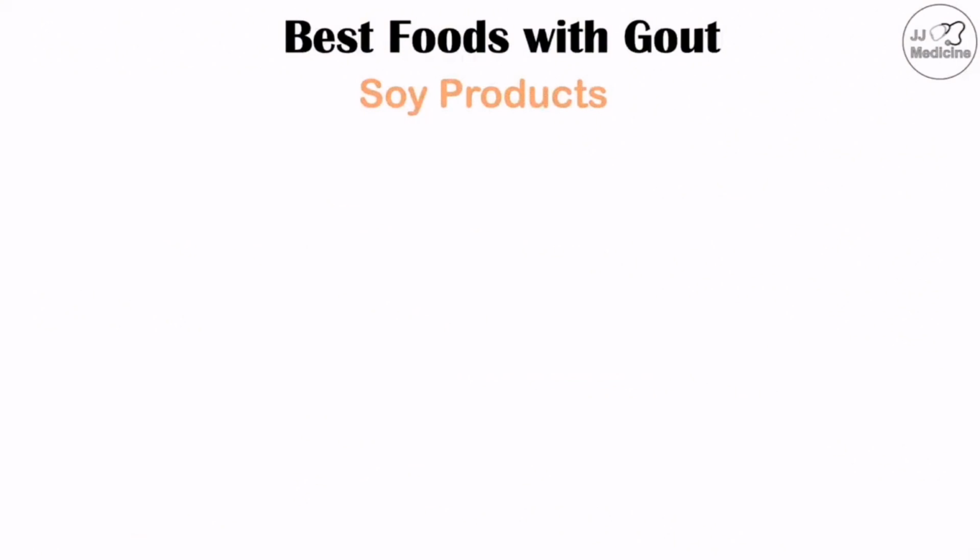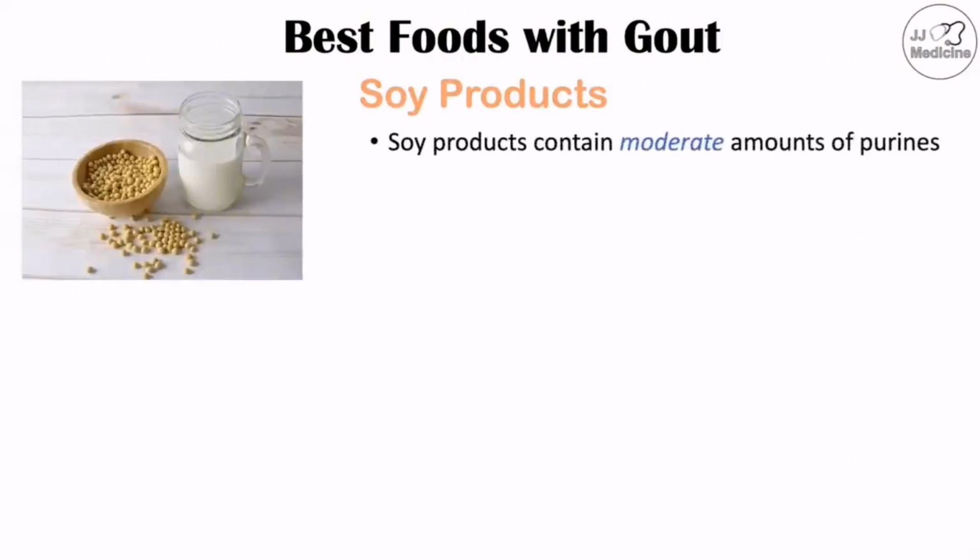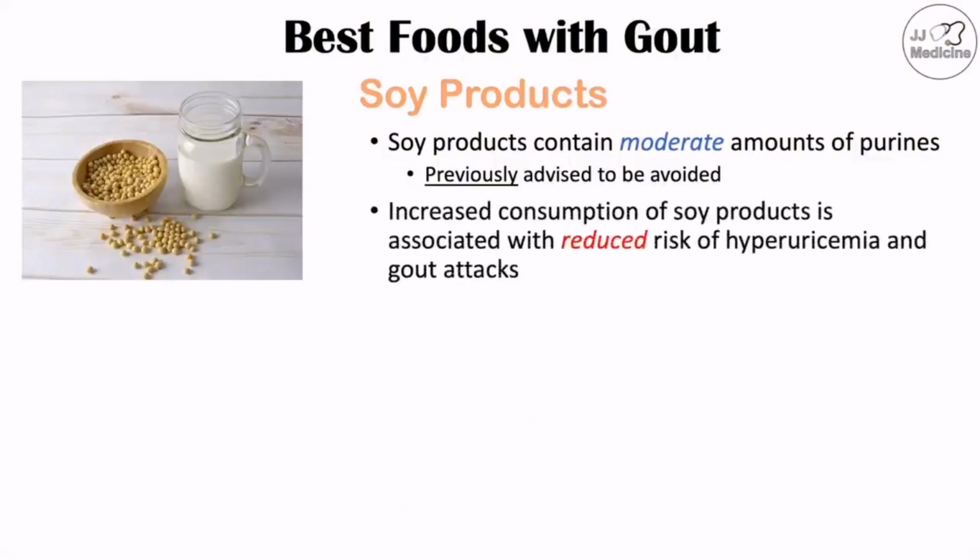Some other good foods to eat if you have gout include soy products. Soy products do contain moderate amounts of purines, and at one point they were previously advised to be avoided if you did have gout. But a lot of research has found that an increased consumption of soy products is associated with a reduced risk of hyperuricemia and gout attacks. So it seems that the more soy products you eat, the lower the chance of having hyperuricemia and gout attacks. The reasoning for this is not entirely known, but it has been shown several times that increased consumption of soy reduces the risk of gout attacks. Some examples of soy products include soy milk, tofu, and edamame.